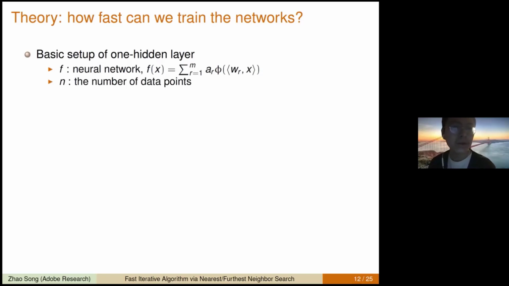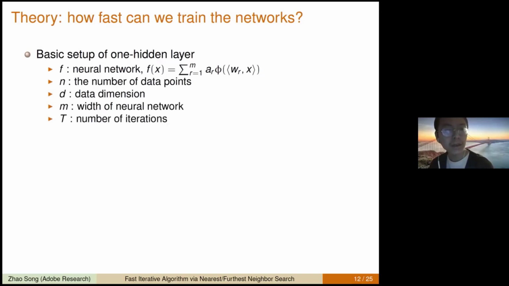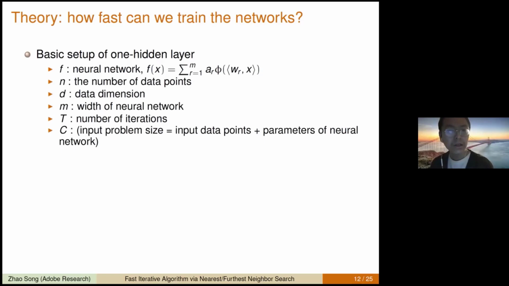So let's say we have n data points, and d is the data dimension. In practice, d is just the number of pixels in an image, m is the width of the neural network, and capital T is the number of iterations. Let's say we look at the input size of the problem. In this setting, the input size is the number of data points plus the parameters of the neural network. So we have n input data points, therefore the input points take nd size, and the parameters of the neural network take md, because the most expensive thing is to store W, and W is an m by d matrix.